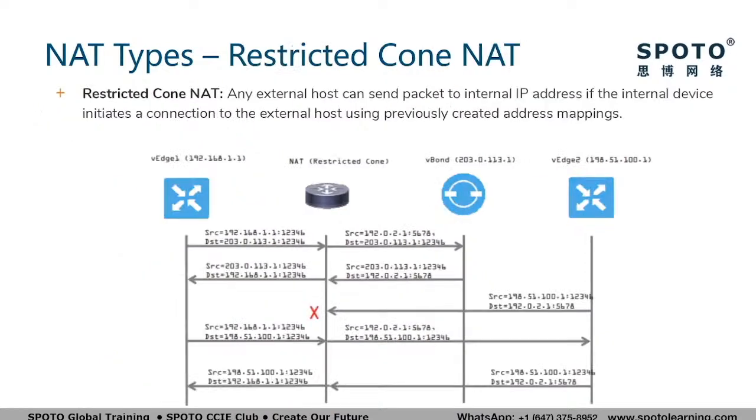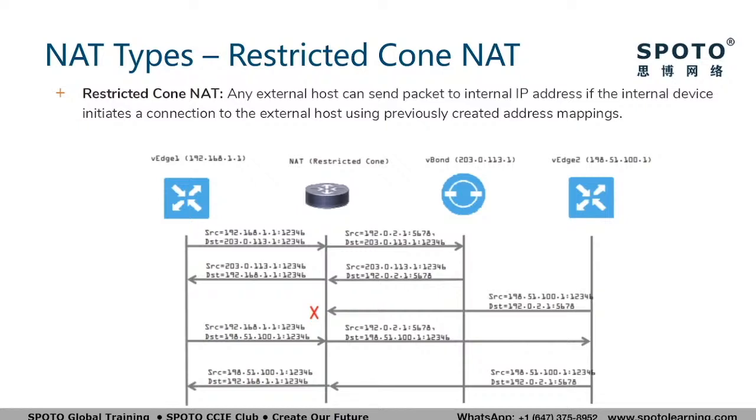The second one is restricted cone NAT. Any external host can send a packet to the internal IP address if the internal device initiates a connection to the external host using a previously created address mapping.